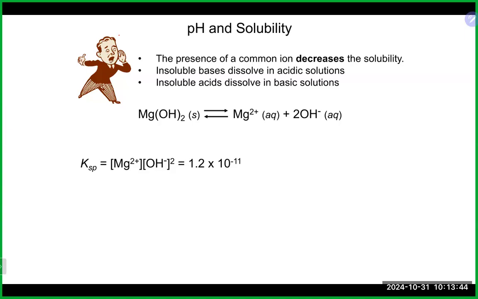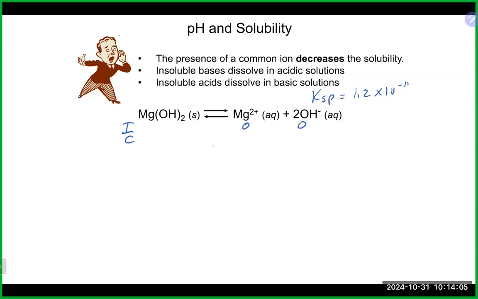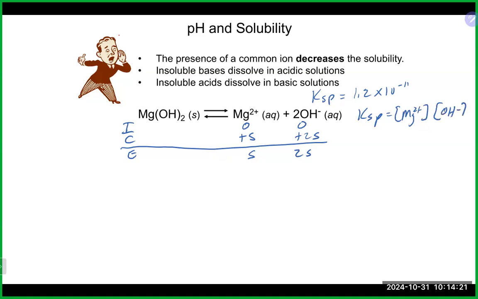So, for example, if we look at the KSP here of magnesium hydroxide, it has a KSP value of 1.2 times 10 to the minus 11. So if we ran through our normal ice table here to figure out the solubility, we would have 0, 0, plus S, plus 2S in this case. And at equilibrium here, we would have S and 2S. The KSP here would be the magnesium times the hydroxide, and we do need to square it.